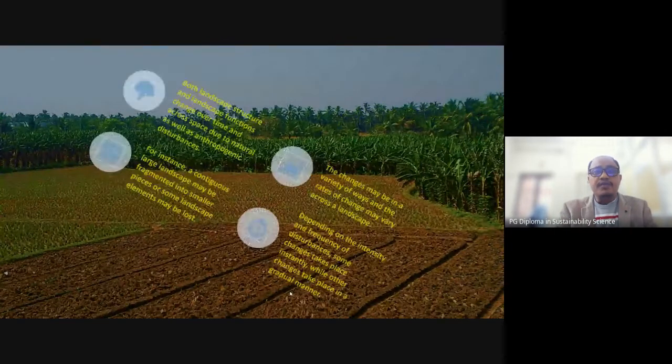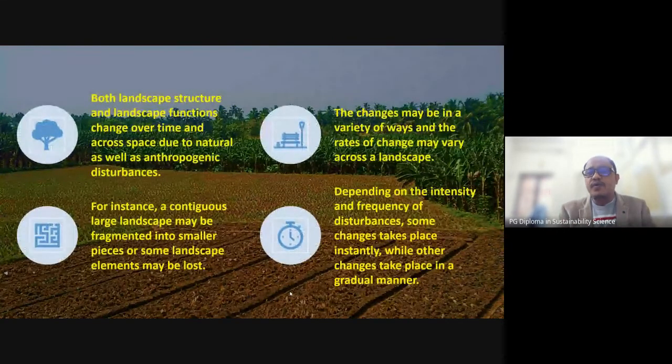So if we look into that, both landscape structure, what we have seen, and landscape function, they change over time, right? Because of what? One is natural processes, and the other is what? The other is human interference, right?